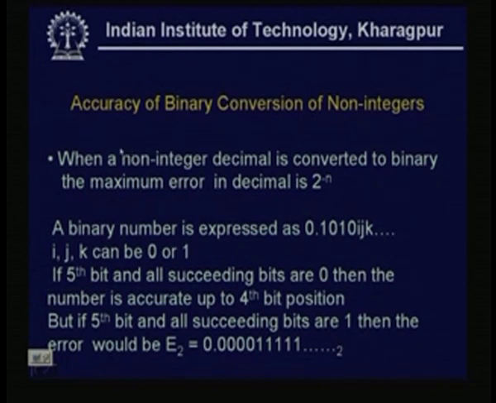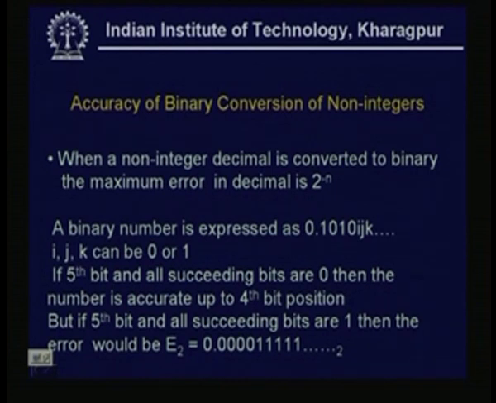First, we see the accuracy of binary conversion of non-integers. When a non-integer decimal is converted to a binary number, sometimes we truncate the number of digits to n. Say n can be 4, that means after the decimal point I can take 4 digits, or 5 digits, or say 9 digits, but still it does not stop, that means the fraction part does not become 0, but we stop. This is called truncated to some n digits.